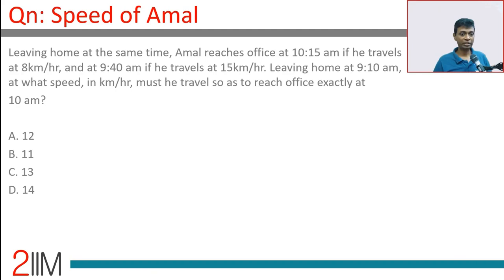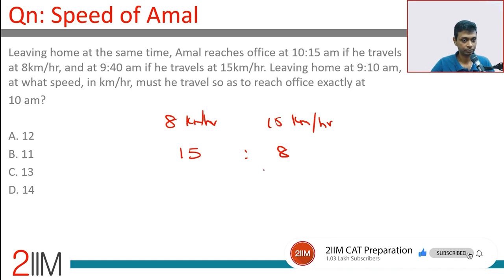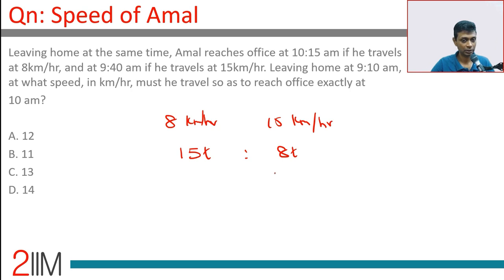Leaving home at the same time, Amal reaches office at 10:15 if he travels at 8 km per hour and at 9:40 if he travels at 15 km per hour. Forget the starting time. He travels at 8 km per hour and he travels at 15 km per hour. The ratio of the time taken should be 15 is to 8. If he takes 15 t time, he'll take 8 t time. Brilliant. With this, you're through.